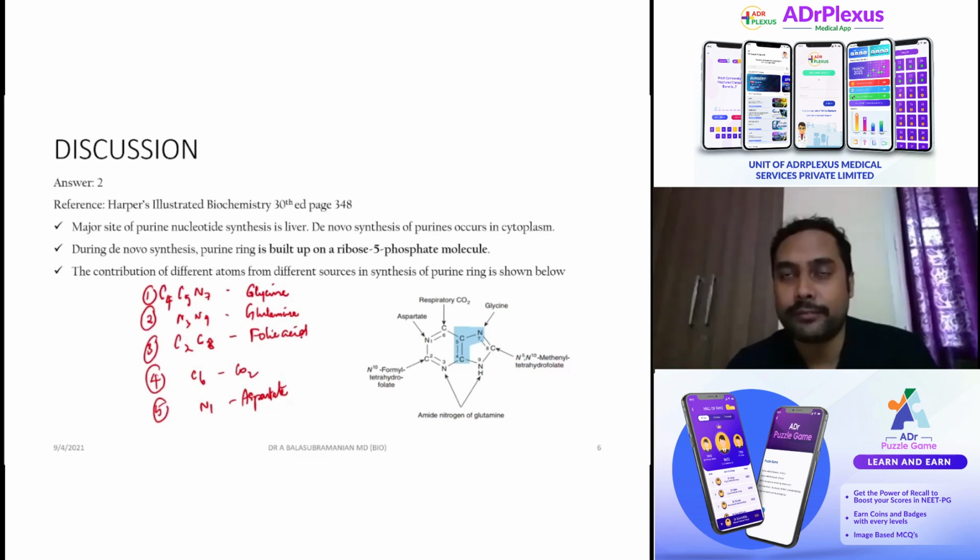C2 and C8 come from folic acid. They are folic acid derivatives. C6 and C7. Okay, sorry, C2 and C8. Okay, remaining nitrogens: N1 comes from aspartate, N3 and N9 come from glutamine.